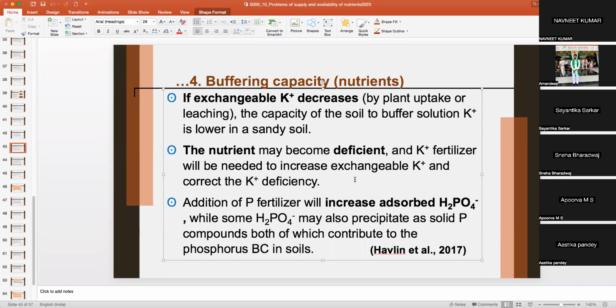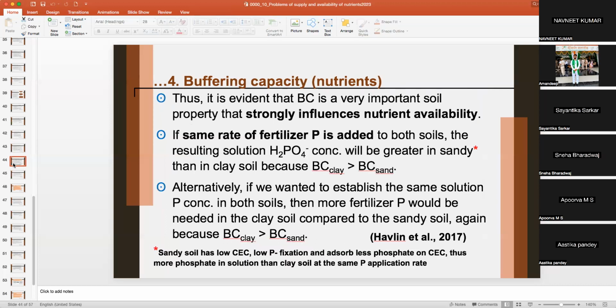Addition of phosphatic fertilizer will increase adsorbed H2PO4, while some H2PO4 may also precipitate as a solid phosphate compound, both of which contribute to the phosphorus buffering capacity in soil. Thus, it is evident that buffering capacity is a very important soil property that strongly influences nutrient availability.